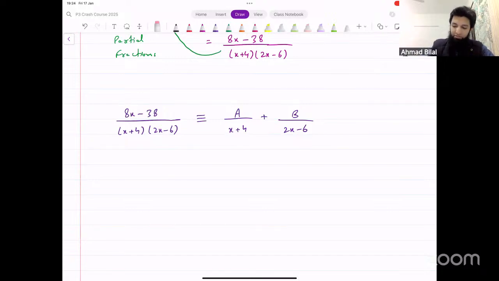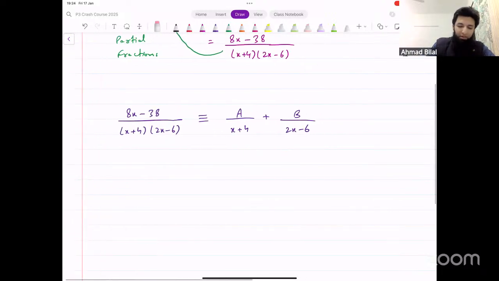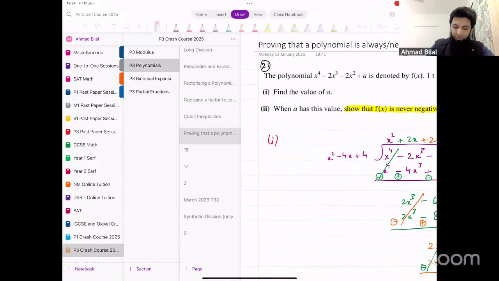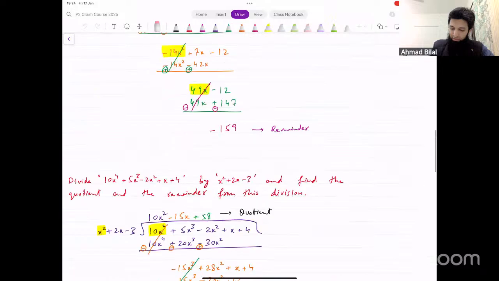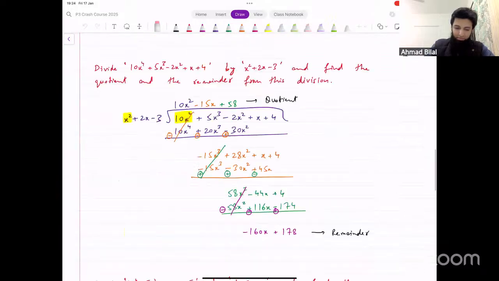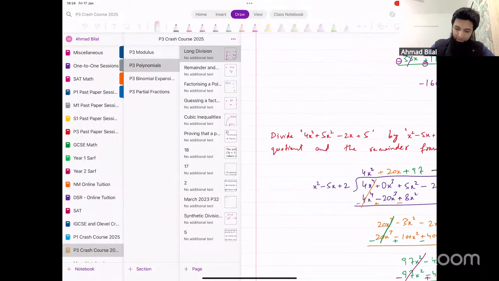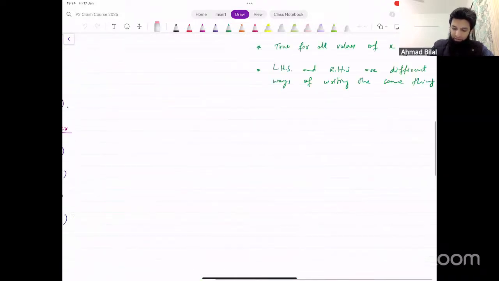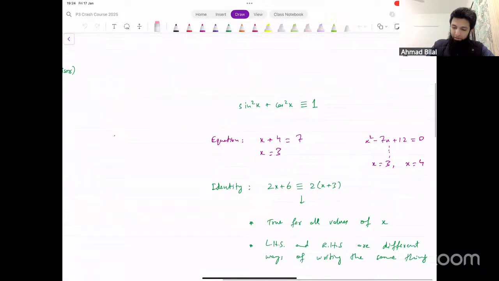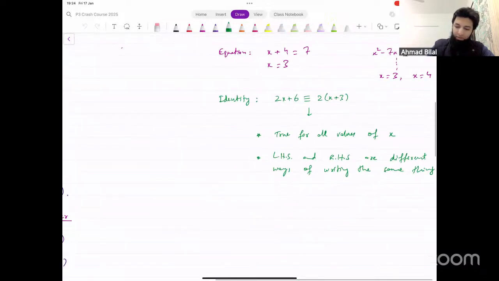For instance, let me just remind you about this. In fact, we did this in polynomials. I'll just refer back to that. Where was that? Yeah. So we talked about this in polynomials earlier, the difference between equation and identity.